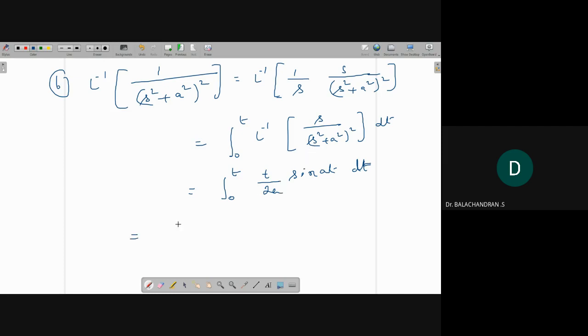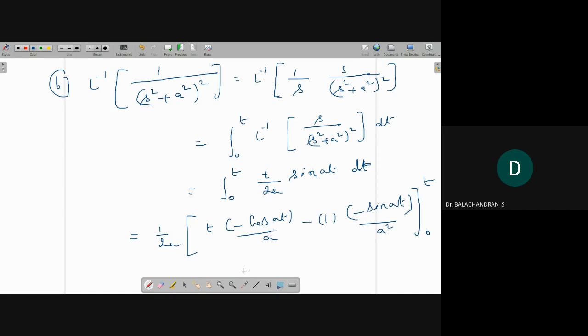So now, 1 by 2a, by Bernoulli's, t into, if you integrate sin at, you get minus cos at by a, minus 1 into minus sin at by a square. The limit is from 0 to t. Apply the upper limit and then the lower limit. I will write 1 by 2a into minus t cos at by a plus sin at by a square. Upper limit minus lower limit. When t equals 0, cos terms and sin 0 are zero, so both of them are zero.